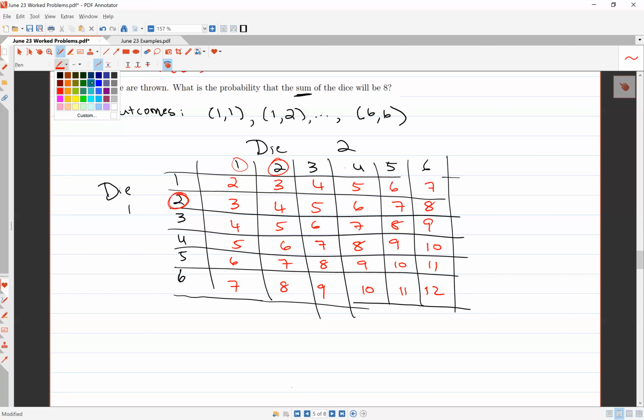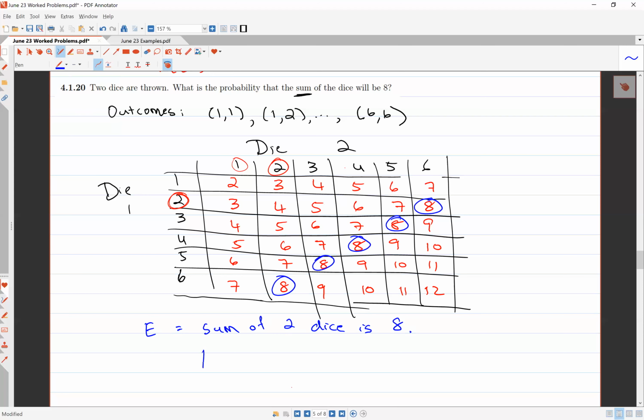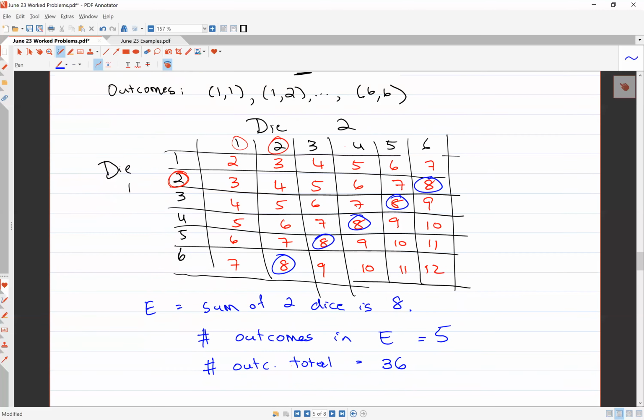Okay, because now when I define the event E, the sum of the 2 dice is 8, I can run through my table and I can identify all the 8s. And how many times do I get an 8 here? 5 times. How many outcomes are there total? Well, how many sums did I calculate? Each row has 6, and there are 6 rows. So 6 times 6 is 36. So we'll just go and count how many sums did you calculate.